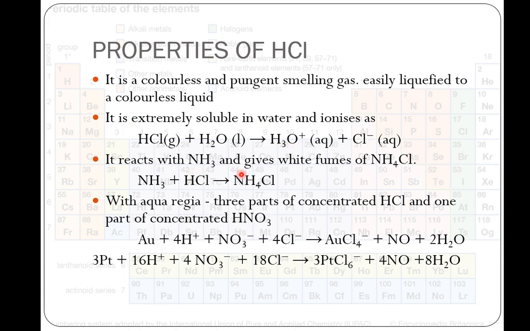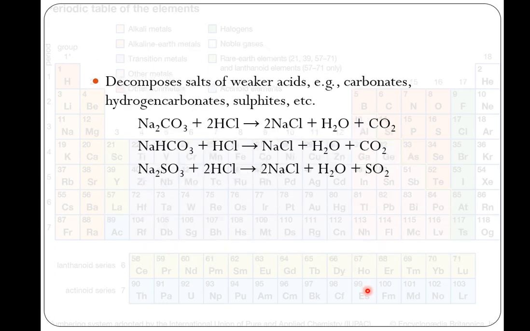It reacts with ammonia to give white fumes of ammonium chloride. With aqua regia, that is 3 parts of concentrated HCl and 1 part of concentrated HNO3, it dissolves noble metals such as gold and platinum. You can see the reaction with gold: H ions, nitrate ions and chloride ions will give AuCl4 negative plus NO plus water. Similarly with platinum also, the same type of complexes are formed.